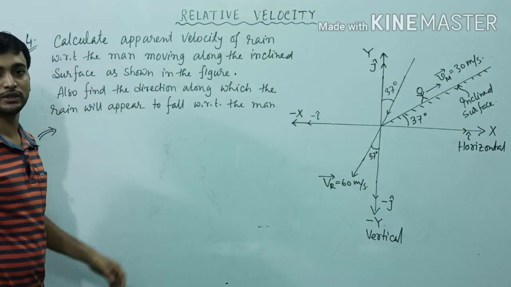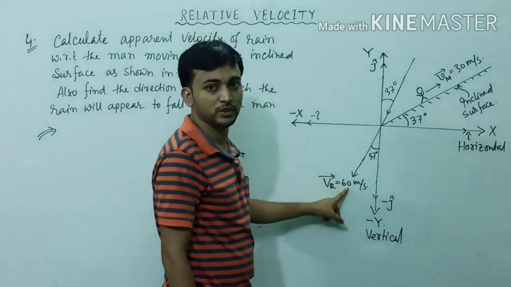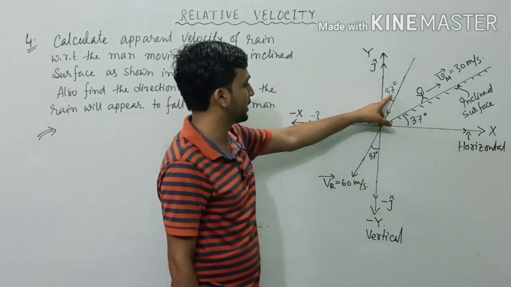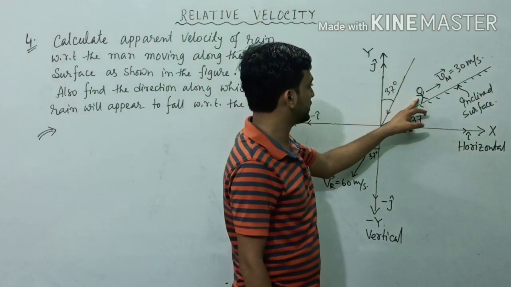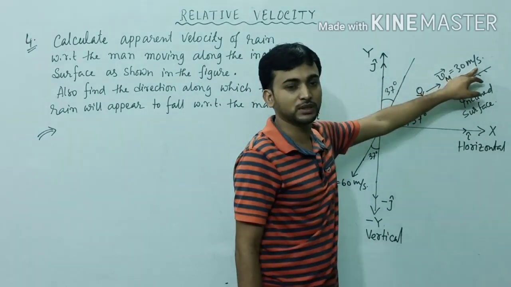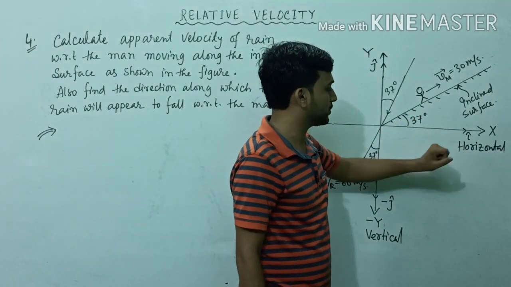This numerical is quite similar to the previous one. Here it is given that the rain is falling with a speed of 60 meter per second, making an angle of 37 degree with the vertical direction, and the man is moving with a speed of 30 meter per second, and the inclined surface is making an angle of 37 degree with respect to the horizontal direction.